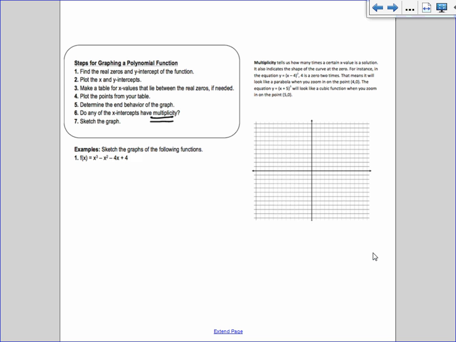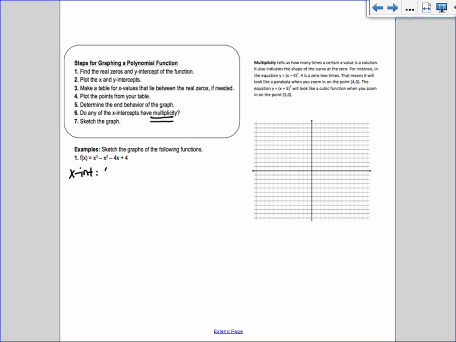Okay, sketch a graph of the following function. So we're going to go through all these steps. We're going to find the x-intercept. We're going to find the y-intercept. Sometimes it says make a table for x values that are between the zeros if needed. Most of the time, you're not going to need to do that. So let's find the x-intercepts.